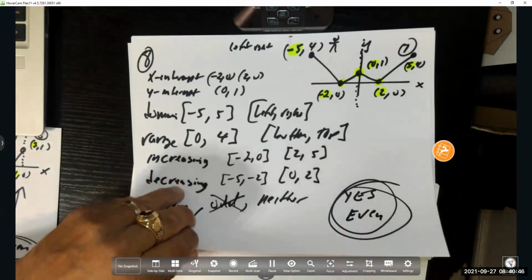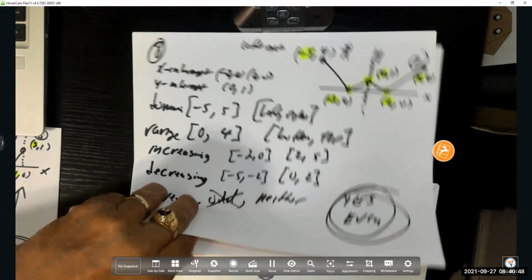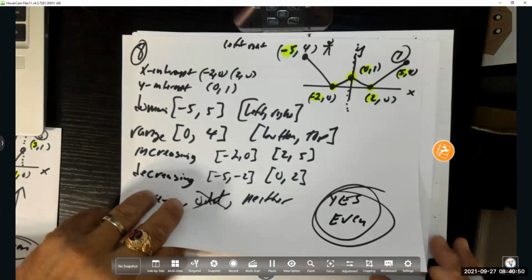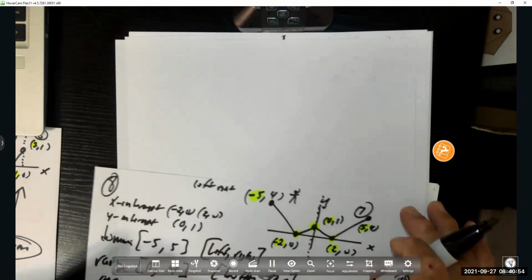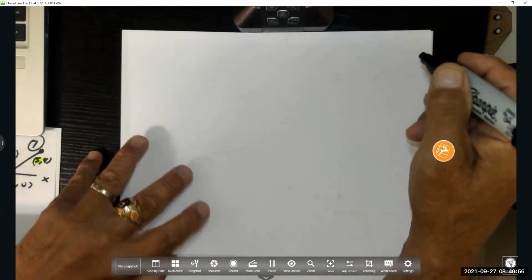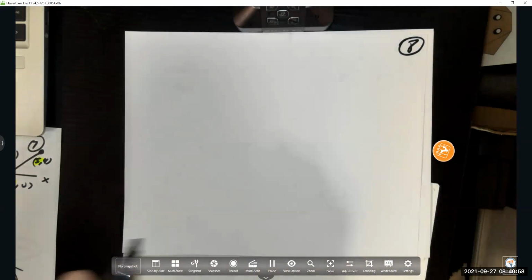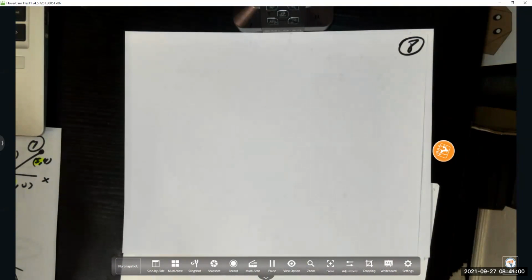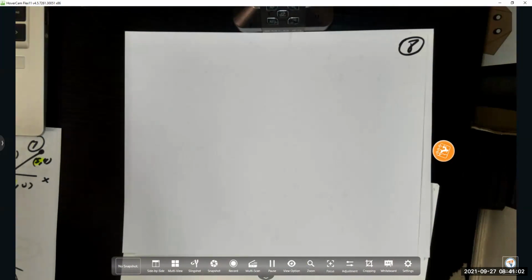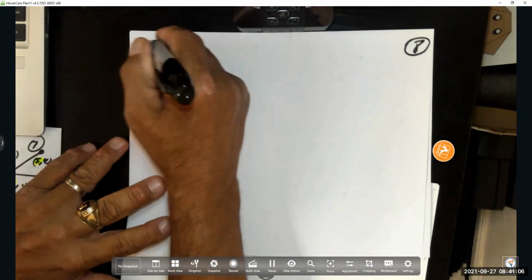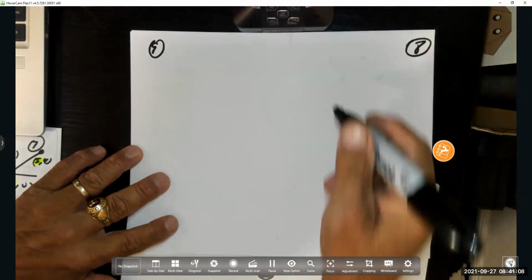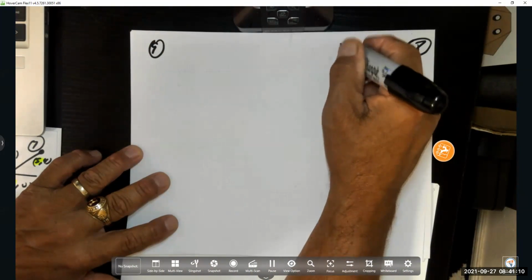All right, let's go to next page. Let's go to page number 8. Okay. And now we're gonna give you another graph. It's already gonna be there. Okay, this is number 9. They're gonna give you a graph like this. Just draw it in here.